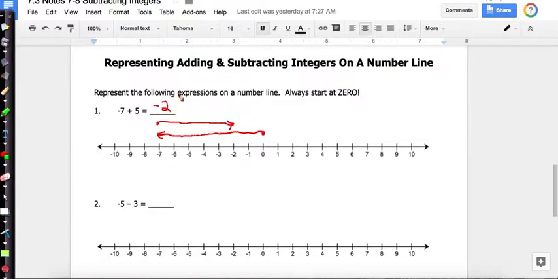Now, if I was using my adding integer rules, we're adding two numbers with different signs, so we subtract and keep the sign of the most. So 7 minus 5 is 2. I have more negatives, so it's negative 2.